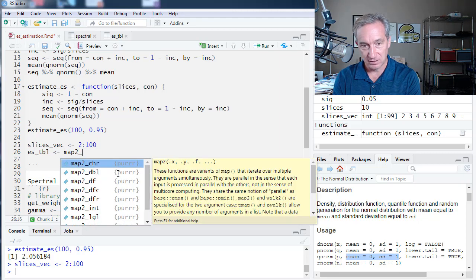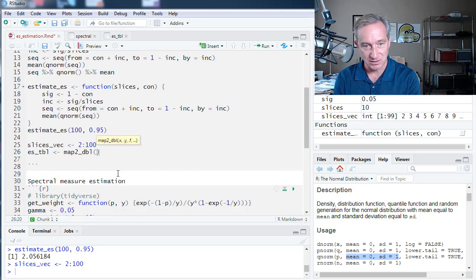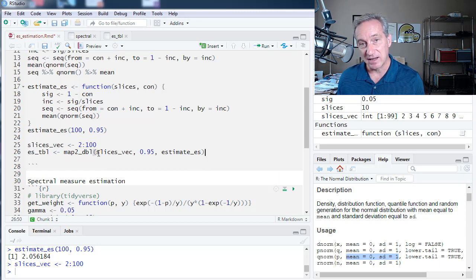And I'm going to use the purrr package with the very handy map function that's just incredible. And it's going to take two arguments. The first one is my slices vector. Then I'm going to use a confidence level of 95, and then the function that I want to call, which is the function I just created. So here's the map2, and this is analogous to apply in base R. This allows me to call my function repeatedly for each value in this vector.